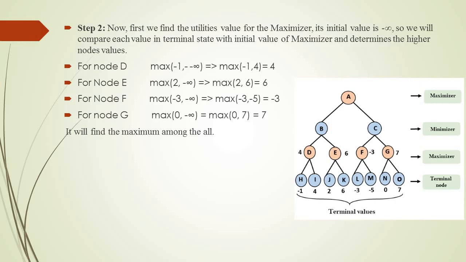For node G, we have to compare the values of node N and O. The maximum of 0, 7 is 7. So the node value of G is 7.